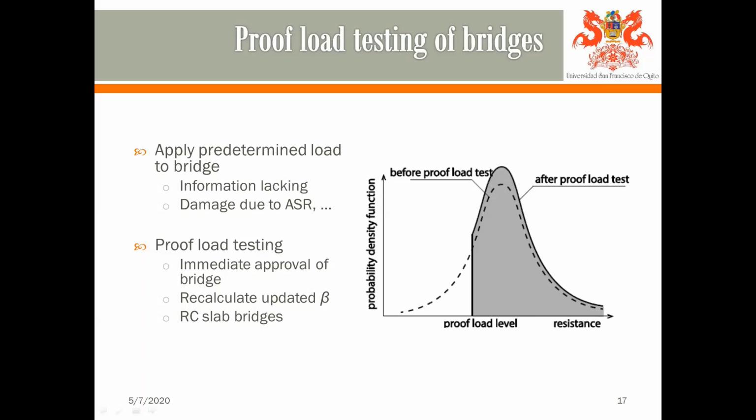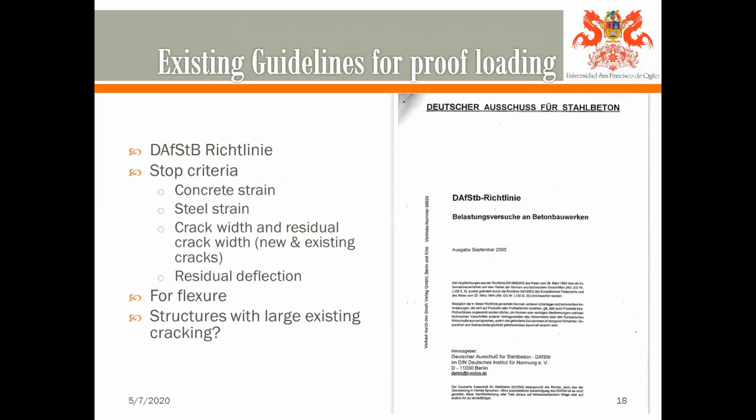The existing information that we have in different codes and guidelines is as follows. As I've already mentioned a number of times, the German guideline, which contains stop criteria related to the strain in the concrete, the strain in the steel, crack width and residual crack width for both new and existing cracks, and residual deflection. It's applicable only for the failure mode of flexure, and one of the issues there is that it has quite strict requirements on maximum crack width.